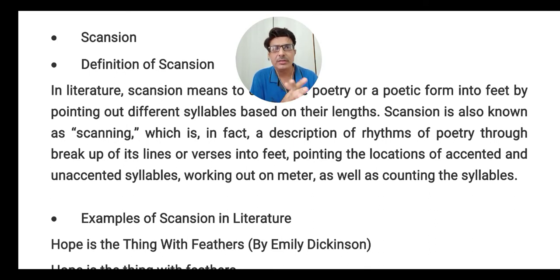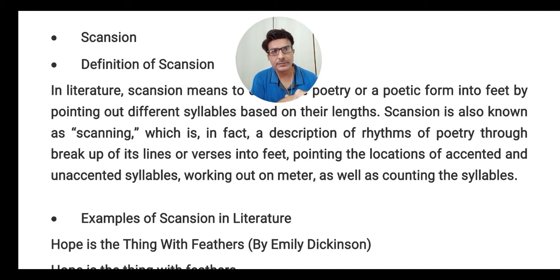We call poetry poetry because it has a proper poetic structure. Poetry is different from prose because poetry is written in lines, poetry is written in stanzas, and every line has some rhythmic words. Rhythm comes out from the words. So the question is, from where does this rhythm come in poetry?